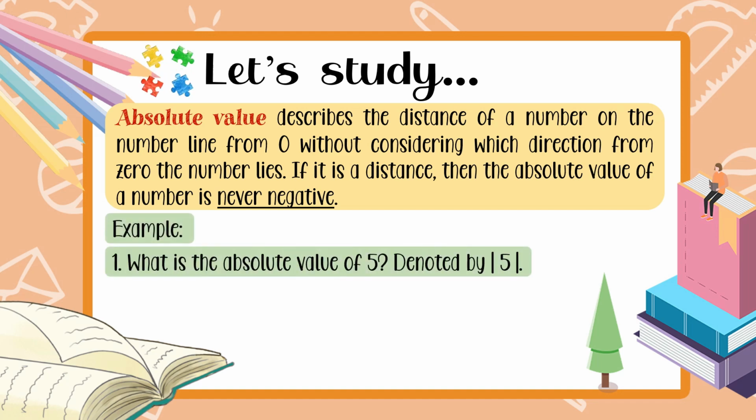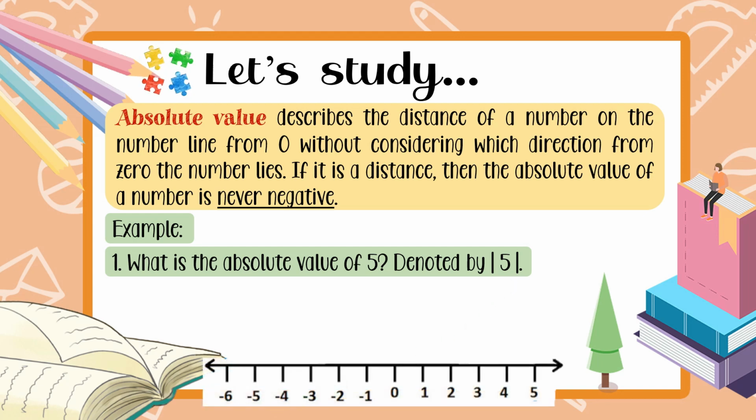Let's have an example. What is the absolute value of 5? Denoted by this symbol, yung straight lines na nasa gitna niya is the number. This is read as the absolute value of 5. So we have here the number line. So from 0, the distance from 0 and 5. So here is our positive 5. Let's count the distance from 0. Ito yung 0. So 1, 2, 3, 4, and 5. Therefore, the absolute value of 5 is equal to 5.